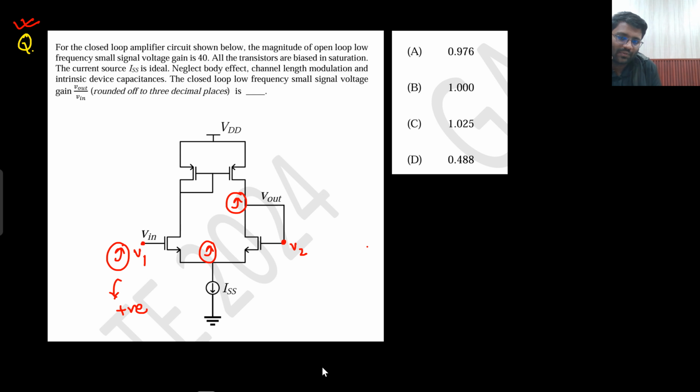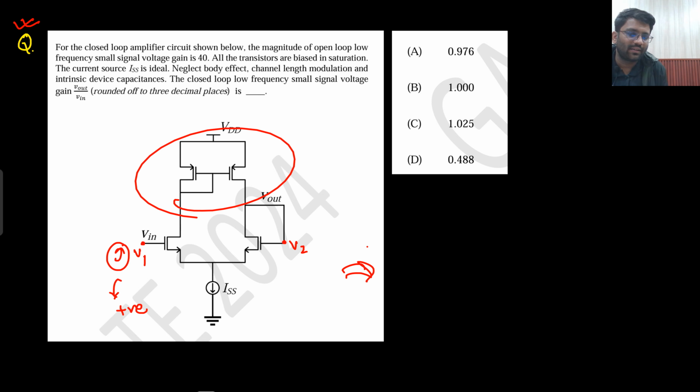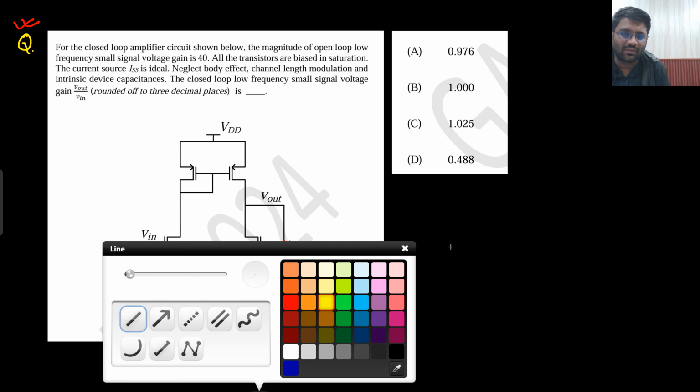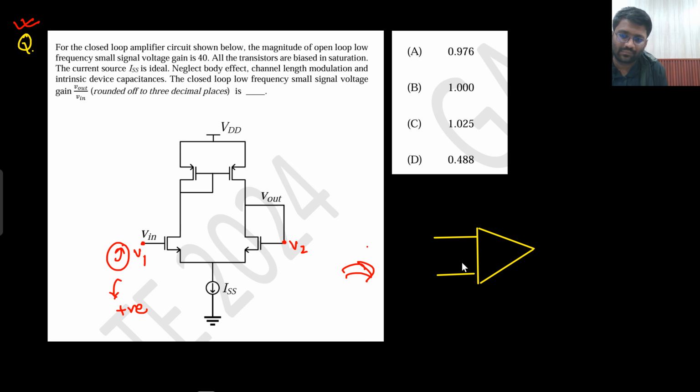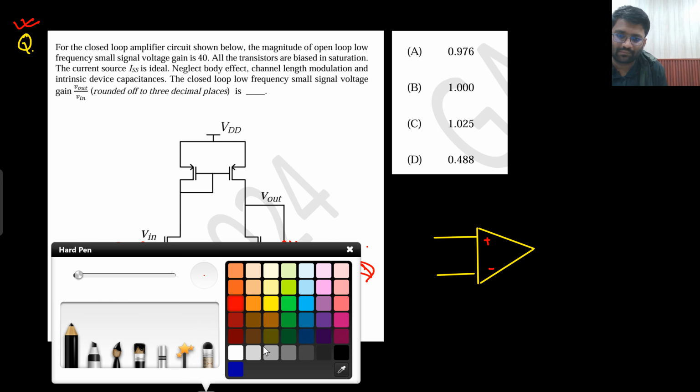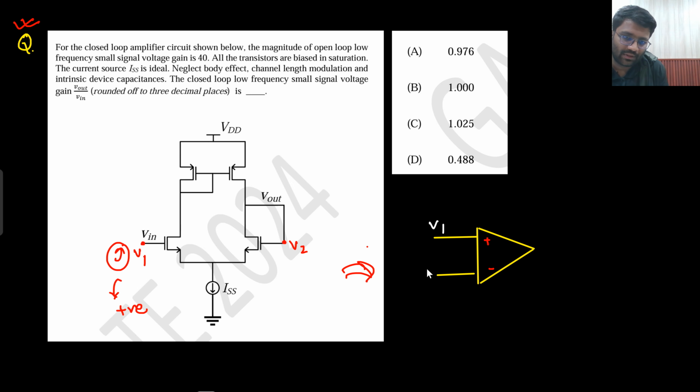What does that mean? V1 is positive. It might happen that both are positive as well. It is not necessary that one will be positive and the other negative. You have to check. If this guy increases, then this guy will decrease. That means V2 is negative. So I can replace this particular circuitry with whatever is there above. Plus minus. This is your V1, this is your V2.